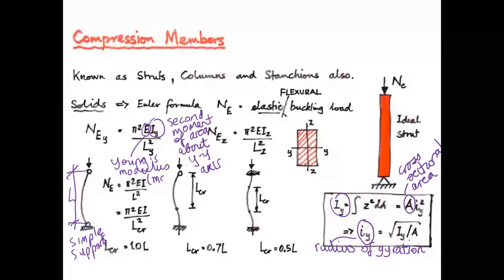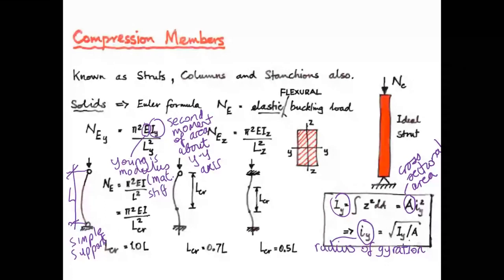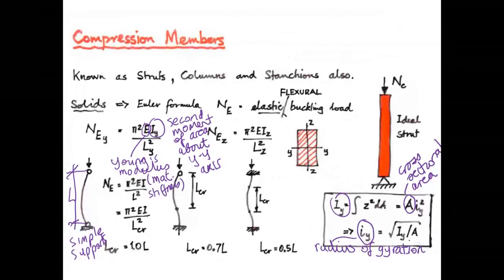And that's, in other words, the material stiffness. So Young's modulus is your material stiffness value, and then I is your cross-sectional stiffness value. It depends on what the cross-section properties are in terms of the shape. That tells you what your cross-sectional stiffness is. E is the material it's made from.